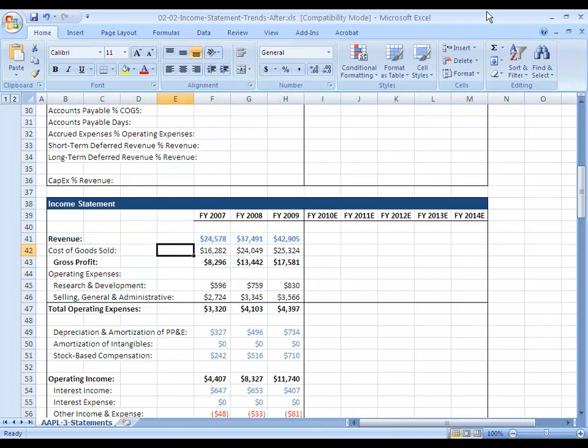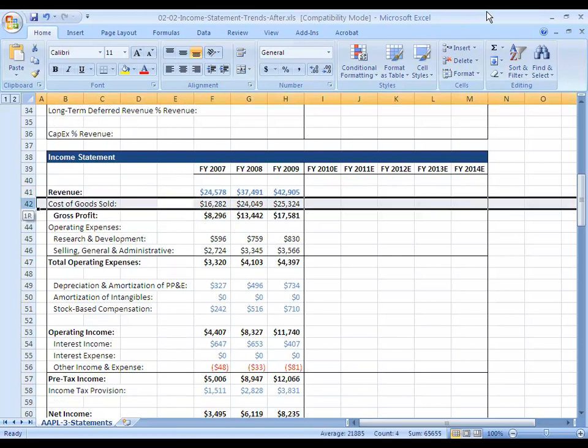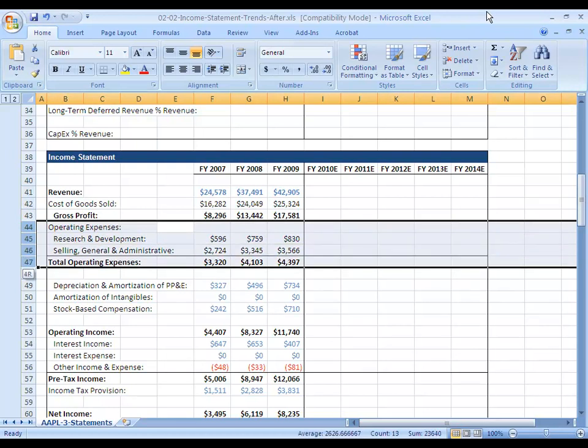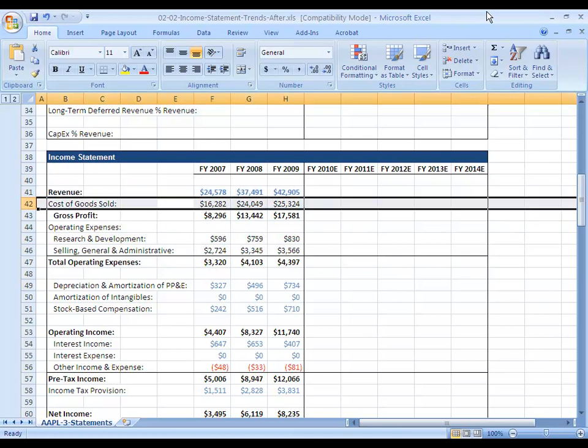The next items on the income statement are expenses. So you have cost of goods sold for most companies, then you have operating expenses. Here, research and development and selling, general and administrative expenses. So you have to get those right as well. And as we'll see, there are a couple different ways you could do it, but on the income statement, really the most important items are revenue and expenses, simply put.